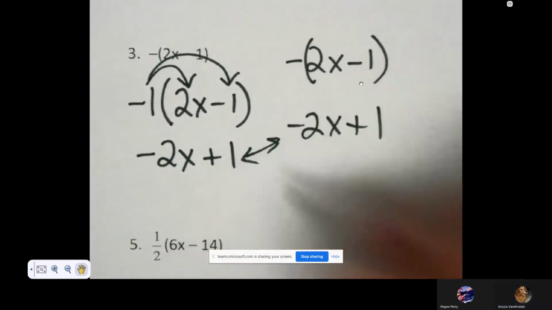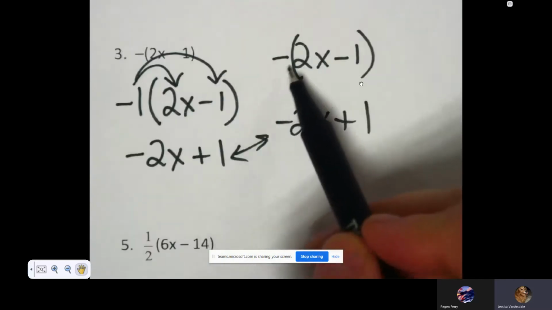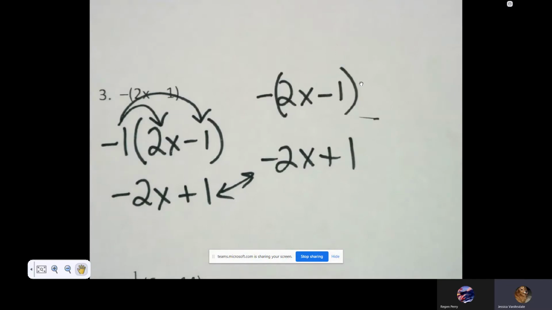Do you see this? The reason I show you that is so you know why. You're distributing a -1 really, but when you just have a negative sign hanging out here, you can just change the sign of everything inside. But that's why. I didn't want to just give you the shortcut without telling you why.